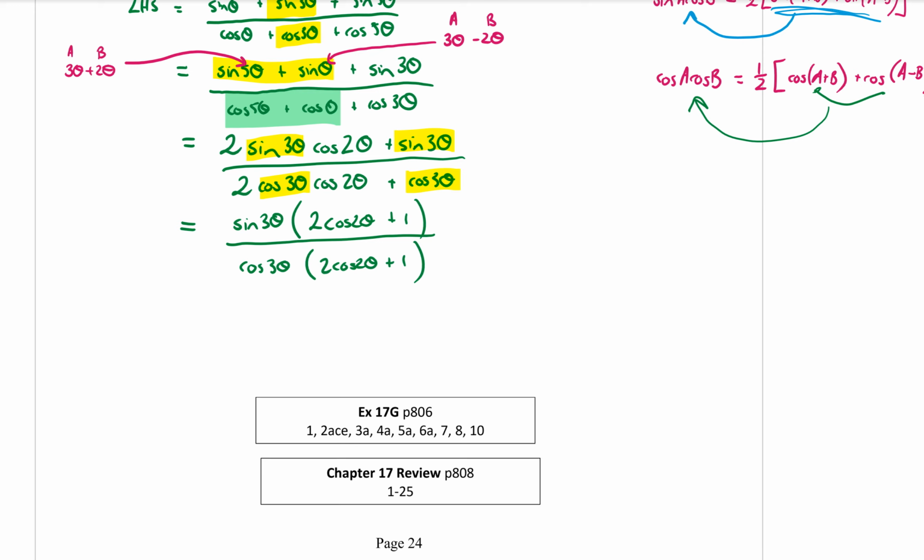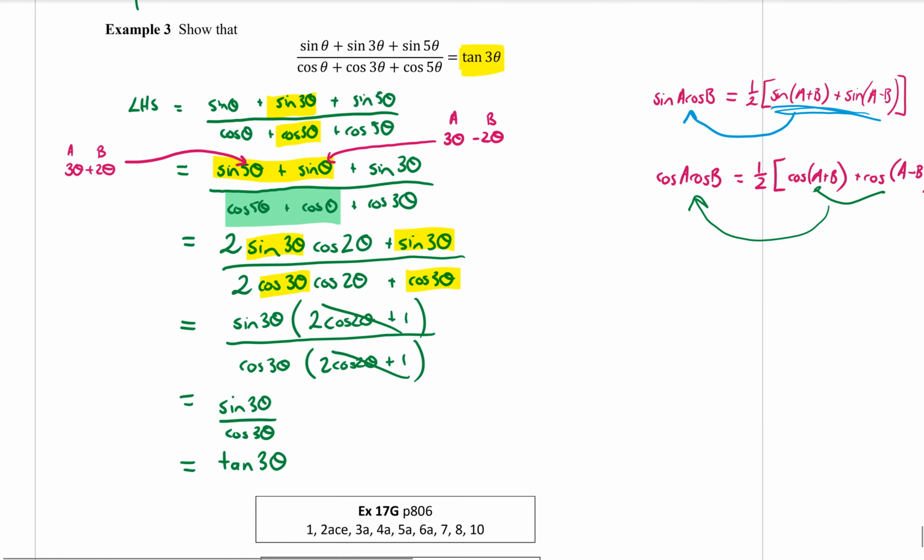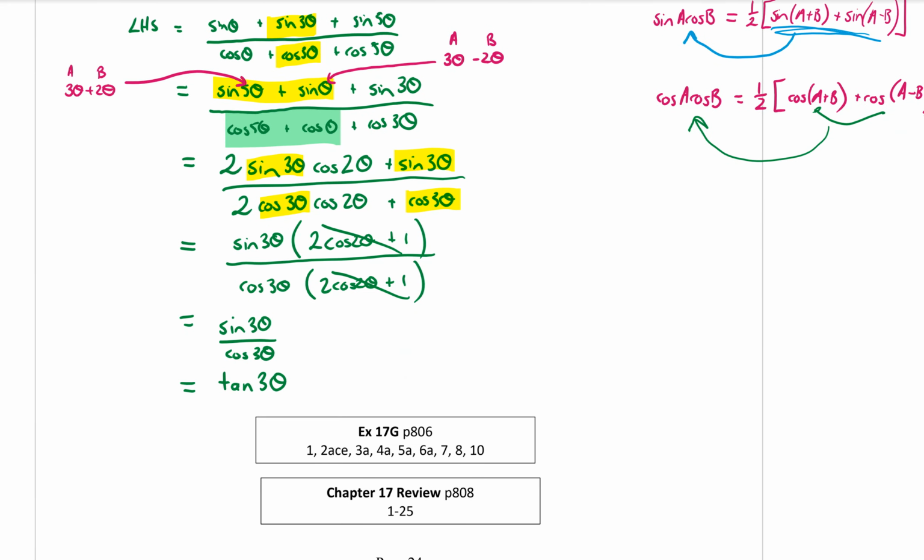Now, if you look closely at those brackets, you can see that they are the same. 2 cos 2 theta plus 1 and 2 cos 2 theta plus 1. They will completely cancel out. And all that's left is sine 3 theta over cos 3 theta. Now, hopefully you remember that sine over cos is equal to tan. So because it's sine 3 theta over cos 3 theta, that would make a tan 3 theta, which is our right-hand side.